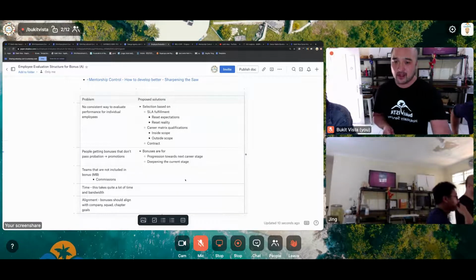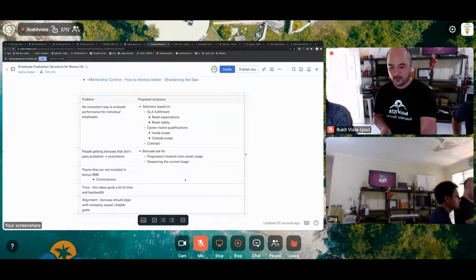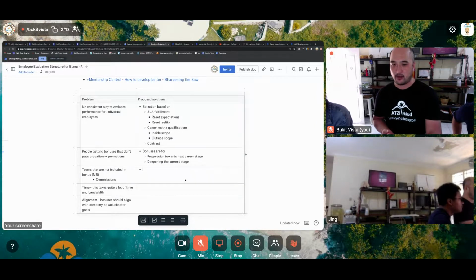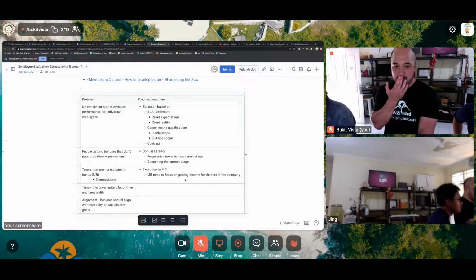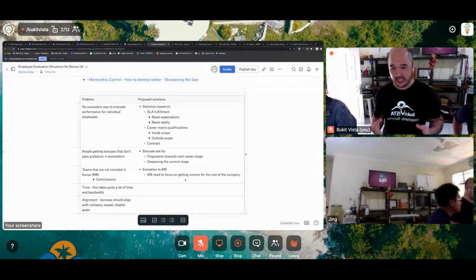All right, teams that are not included. Besides sales, there are no other teams that don't have the individual components. This is an exception to market builders, mostly because market builders need to focus on getting income for the rest of the company. Anything that salespeople do right is related to sales. Anything related to anything else is just a means of accelerating that.